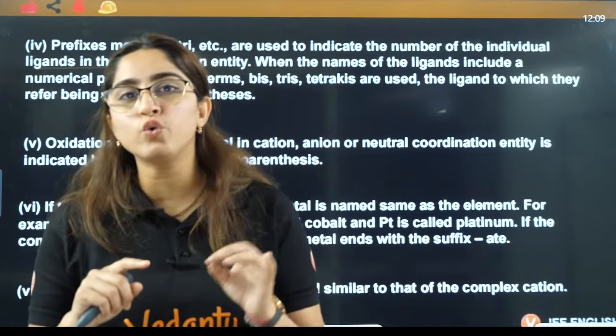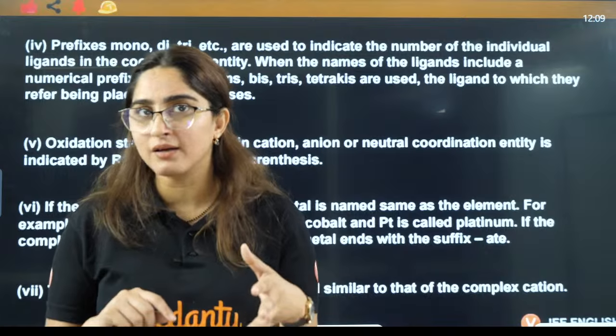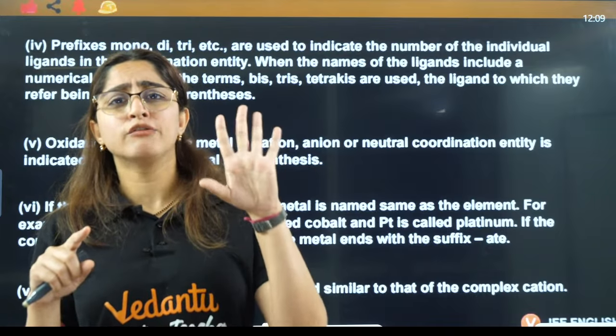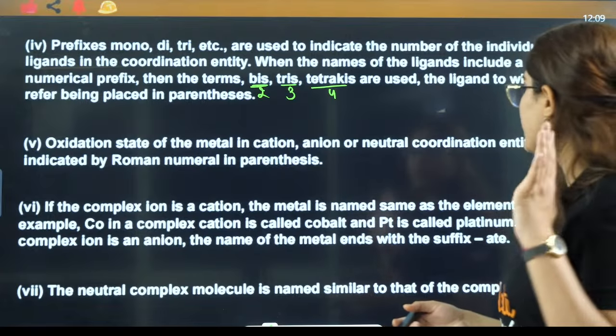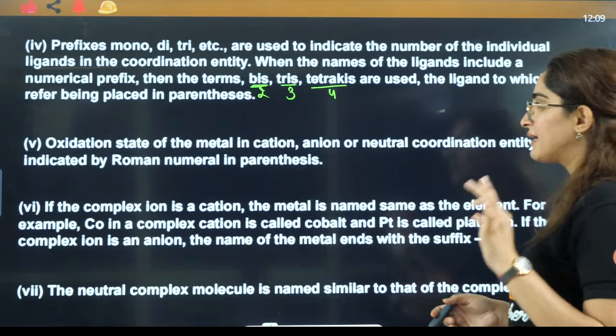But if you have two ethylene diamine, you will not say diethylene diamine. If the ligand itself has di or tri or something in its name, in that case you will mention 2, 3, 4 by bis for 2, tris for 3, tetrakis for 4, pentakis for 5, hexakis for 6, accordingly. The oxidation state of the metal in the cation, anion or neutral entity is indicated by a Roman numeral in brackets.